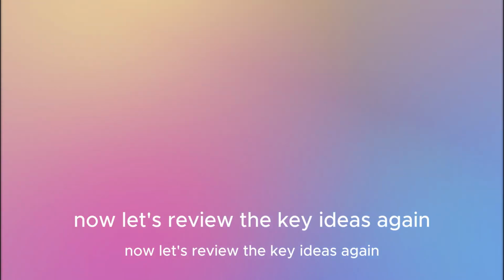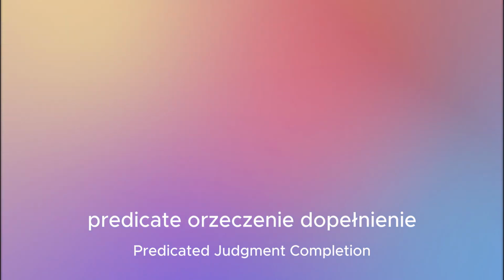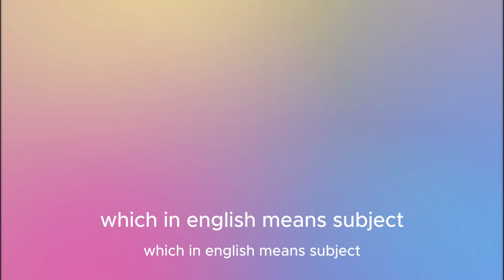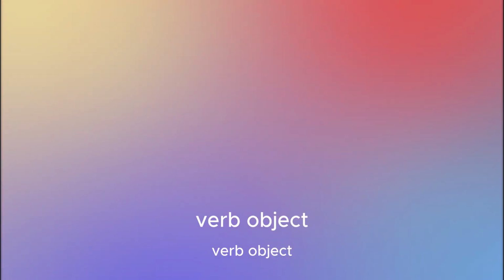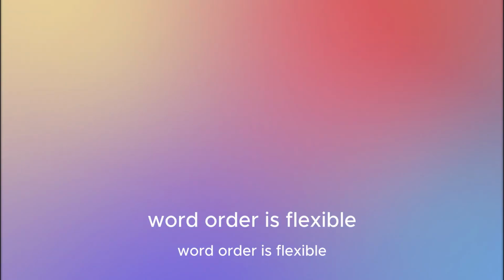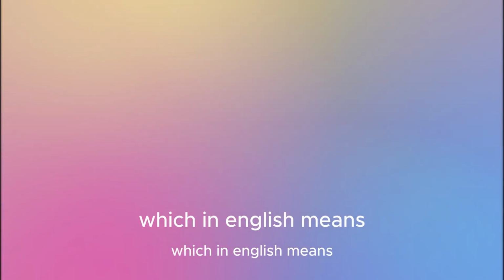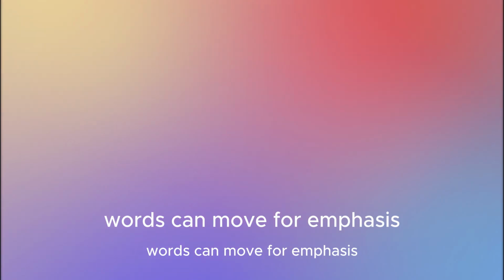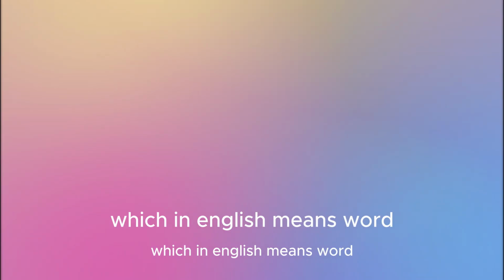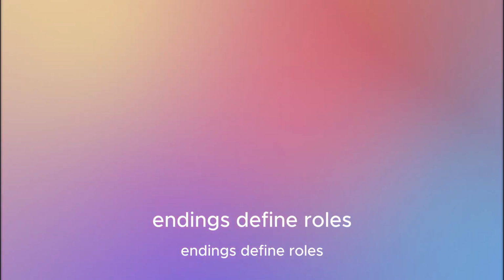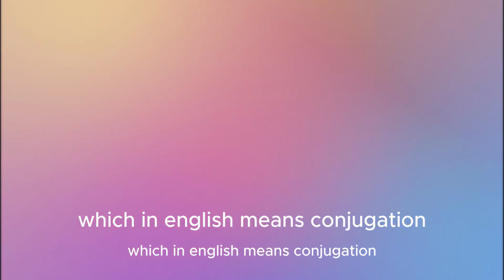Now let's review the key ideas again. Podmiot, orzeczenie, dopełnienie, which in English means subject, verb, object. Word order is flexible, which in English means words can move for emphasis. Cases show meaning, which in English means word endings define roles. Verbs change with the subject, which in English means conjugation shows who is acting.